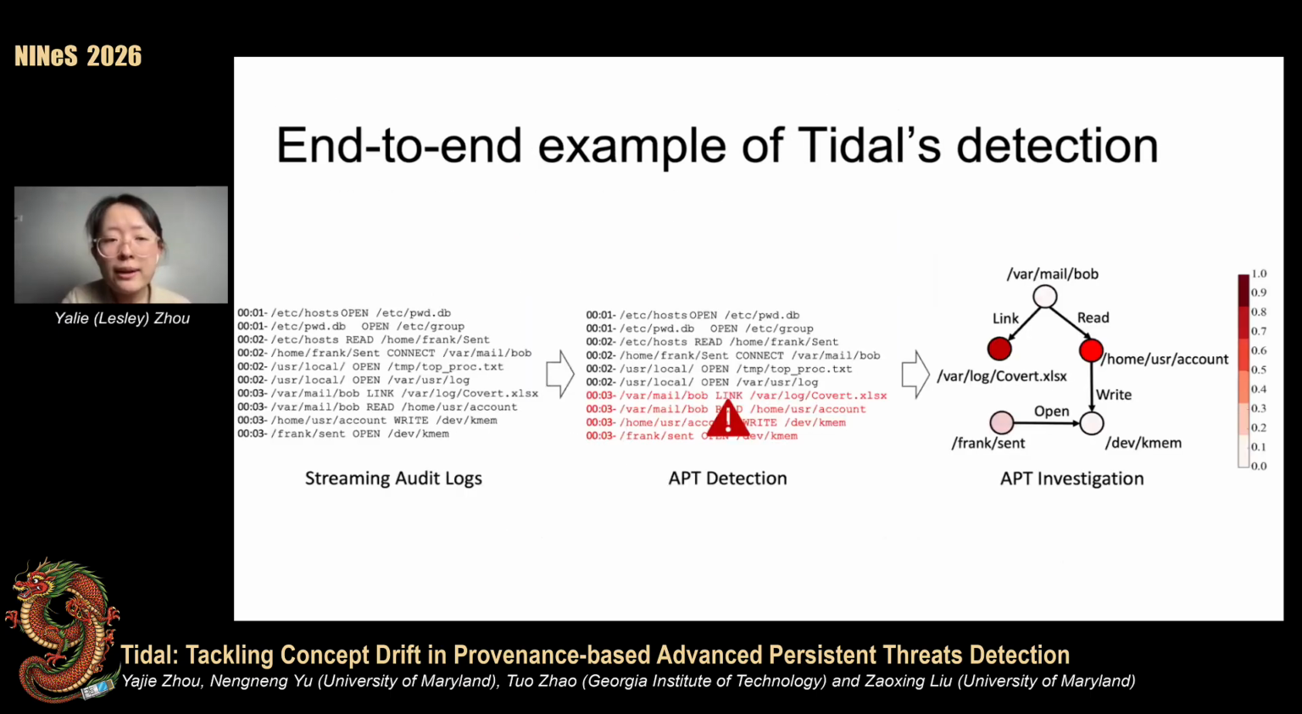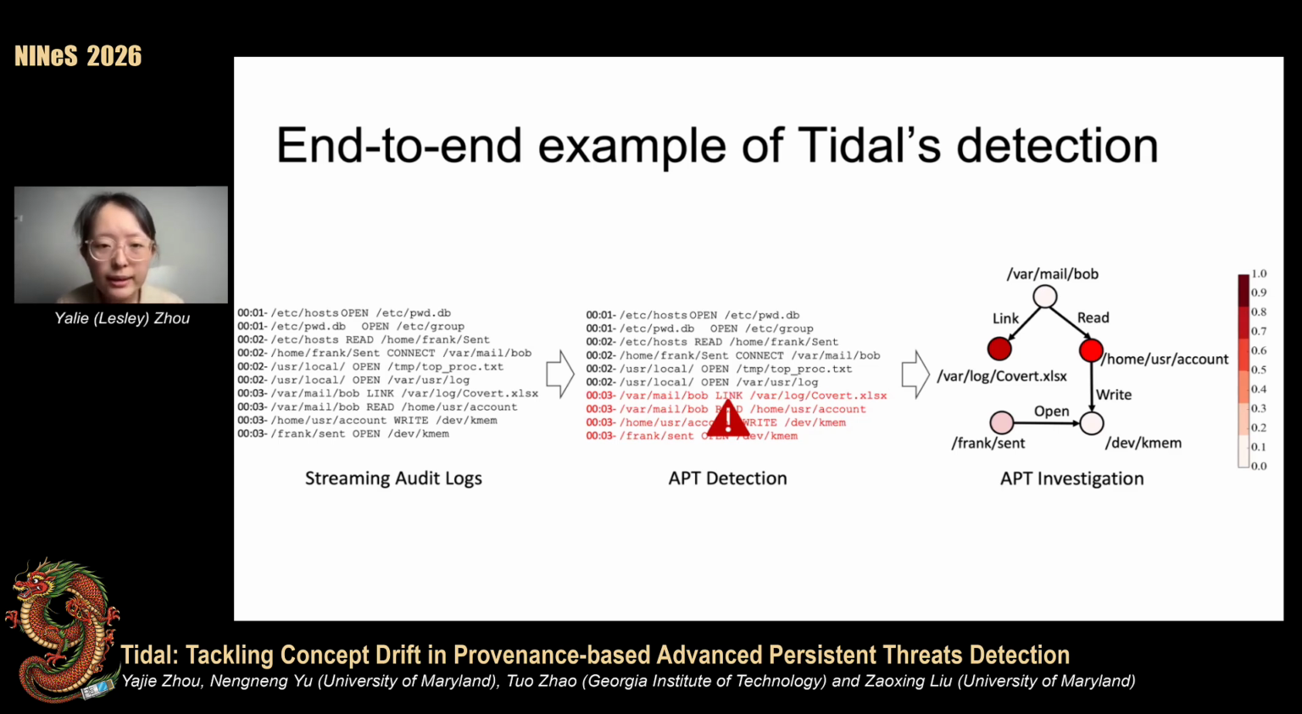And this is the end-to-end example of how Tidal's detection results will look. Let's say you have some streaming audit logs coming, and after you deploy the fine-tuned model, the model finds out that here are a few lines of the log that seem like an APT attack. And afterwards, Tidal can help you construct this provenance graph, based on the attack nodes.